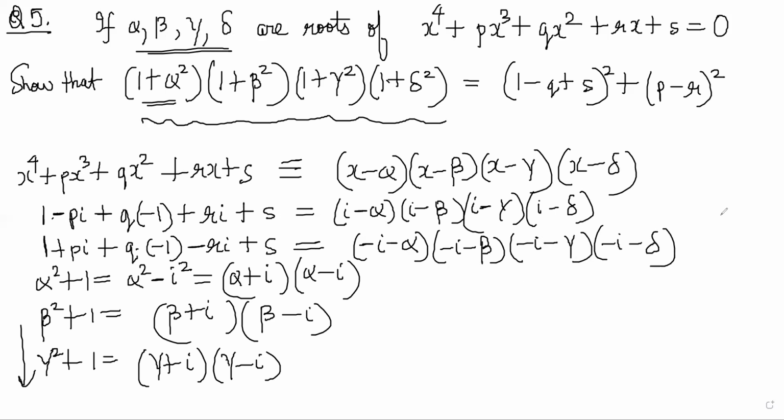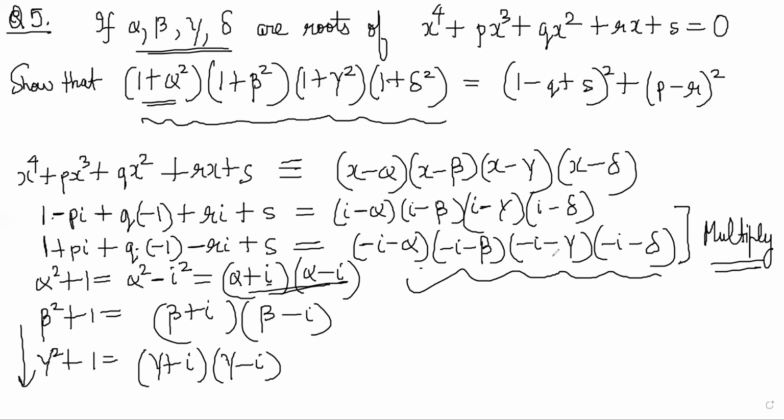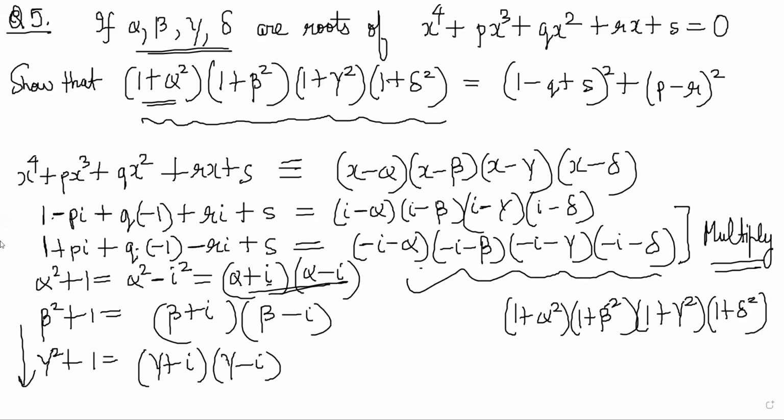Now multiplying these two equations, what we get is you can take minus common from each of these terms and put it inside that. So it will become (alpha plus i) into (alpha minus i), which is the same thing that we are getting. So this multiplication of the right hand side becomes the left hand side of the original equation. So it will become (1 plus alpha square)(1 plus beta square)(1 plus delta square) and (1 plus gamma square), right? So all we have to do is multiply this side to get the answer.